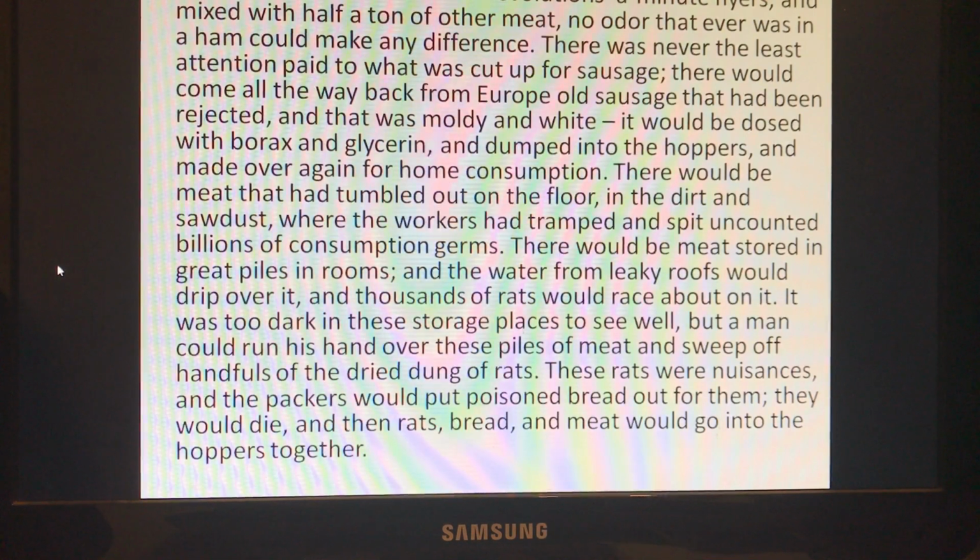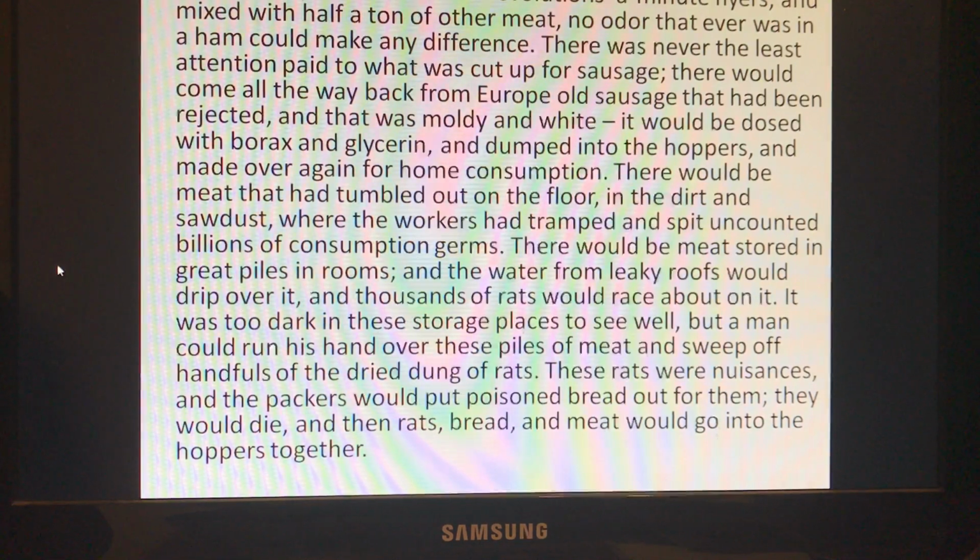There would be meat stored in great piles in rooms, and the water from leaky roofs would drip over it, and thousands of rats would race about on it. It was too dark in these storage places to see well, but a man could run his hand over these piles of meat and sweep off handfuls of dried dung of rats.